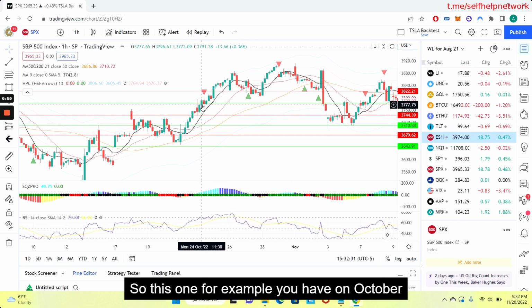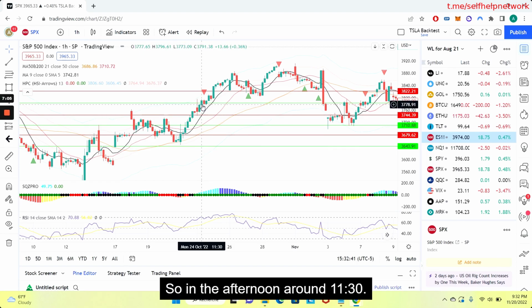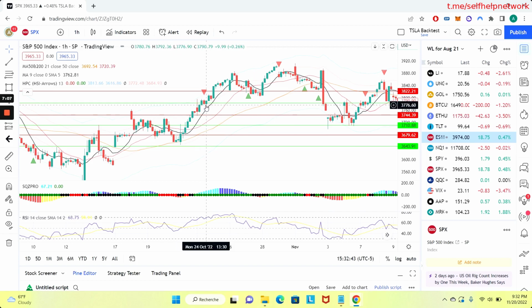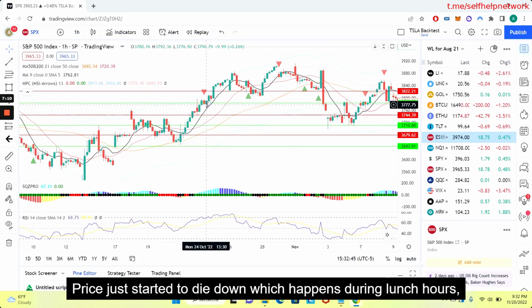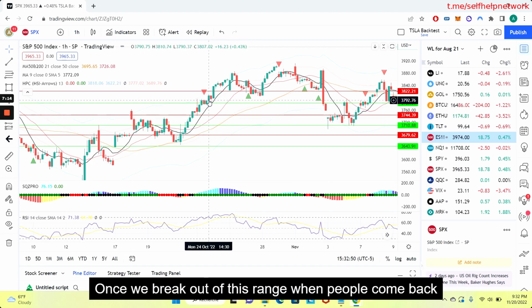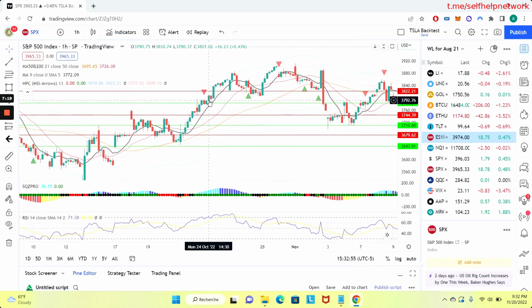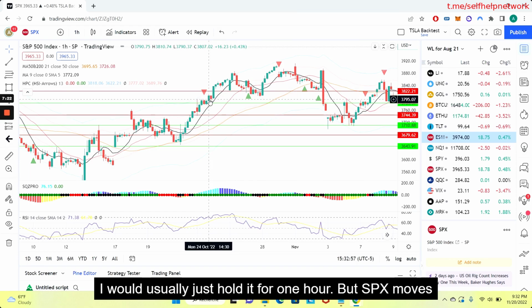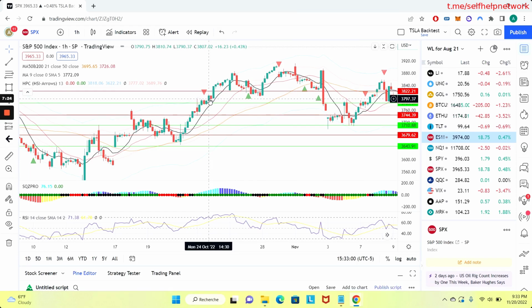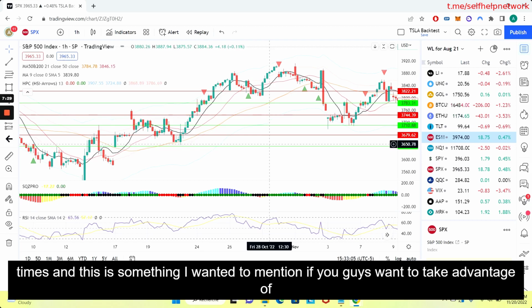So this one, for example, you have on October 24th. Now I'm just picking out random days, but this happens so many times that you will at least get 1 to 2 opportunities a day. So in the afternoon, around 11:30, price just started to die down, which happens during lunch hours. It's not a surprise. Once we break out of this range, when people come back from the lunch hours, that's your scalp opportunity. I would usually just hold it for 1 hour, but SPX moves fast enough, you can even get out faster.